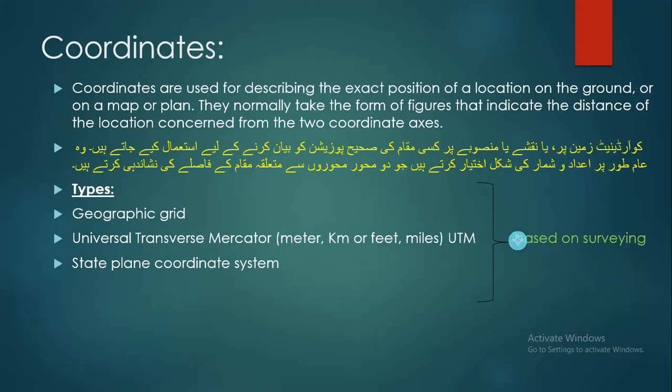So we have studied in civil engineering surveying, Survey 1 and Survey 2. These two are used on that, alright? The geographic grid, Universal Transverse Mercator, also called UTM, and State Plane Coordinate System are the three types of coordinate system you should expect to be asked about in interviews.